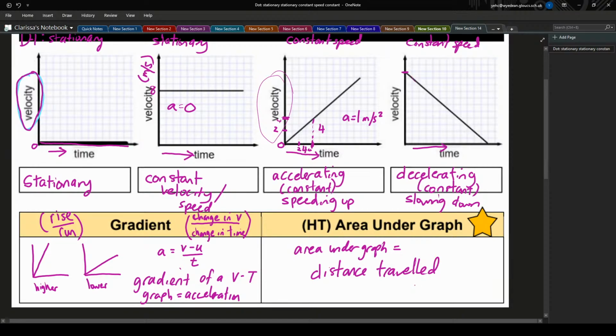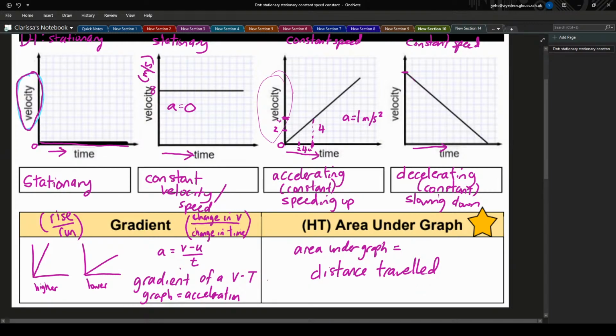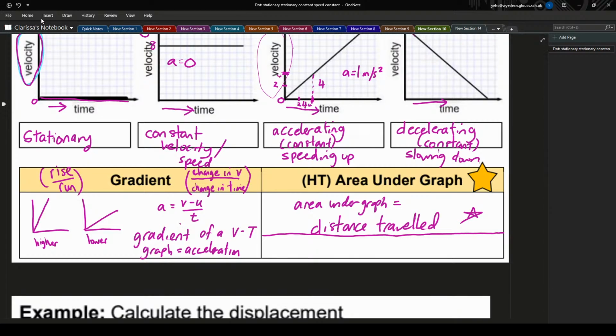And the reason why that is, and I'm just gonna say this, you don't have to remember why. That's not going to come up as a question. You could just memorize this. Area under graph is distance traveled. But for those of you who are a bit nerdy like me and like to see the connections, let me tell you this connection. Your minds are going to be blown.